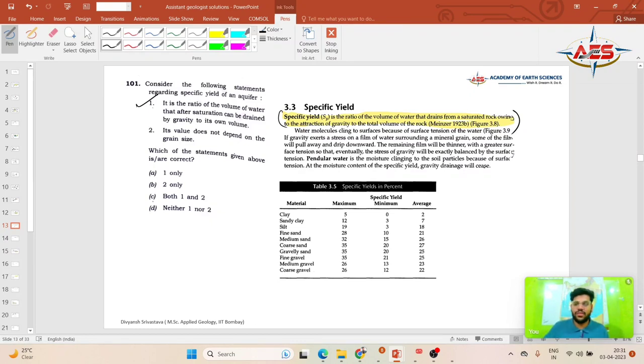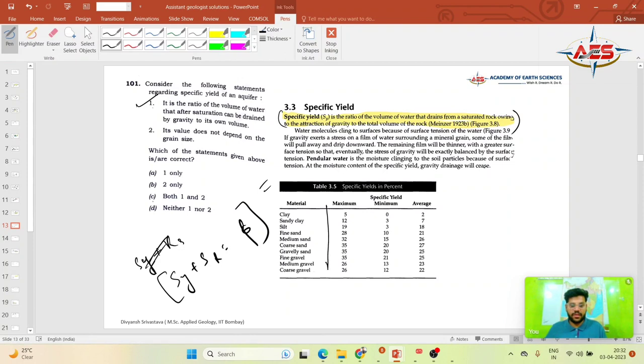Second, its value does not depend upon the grain size. But I will tell you its value really depends upon the grain size, because specific yield is very much related to porosity. Specific yield plus specific retention equals porosity. Okay, and you can also see this information where there is an increment in the specific yield as the size is increasing. Okay, so this is incorrect. So what will be the correct option? One only. Okay, A1.